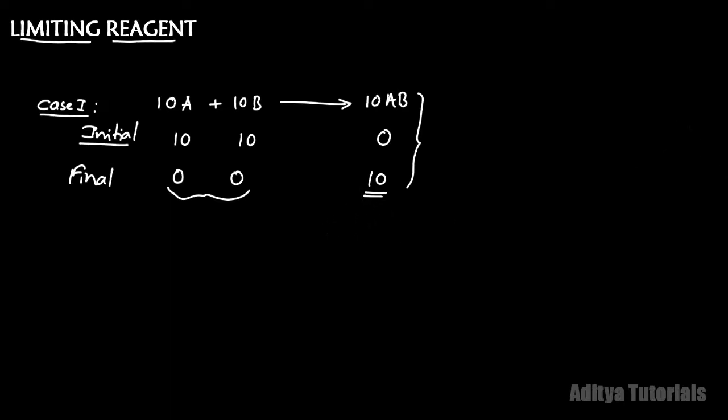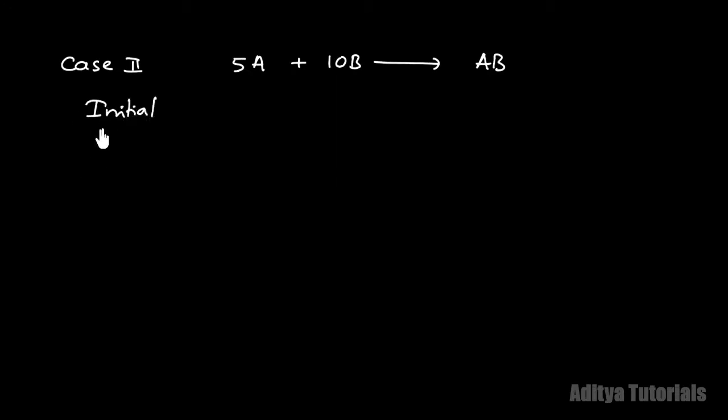Take one more example here. Now case 2. This time I will take 5A plus 10B, and it gives rise to some product that is AB. I'm not going to mention now what amount of AB is produced. But at the initial case, A is 5 and B is 10 and AB produced is 0.